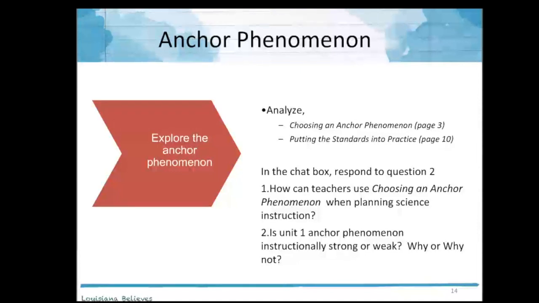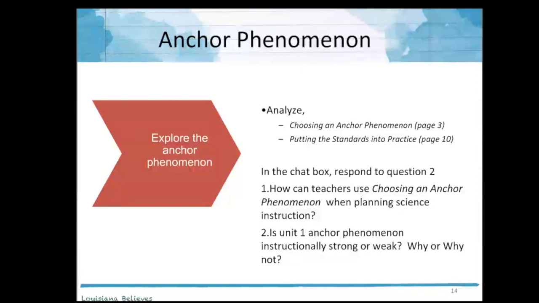After you have had an opportunity to assess, in the chat box, I would like for you to respond to question number 2. Is Unit 1 anchor phenomenon instructionally strong or weak? Why or why not? I see several of you are beginning to type into the chat box. I'm going to give you an opportunity to get your responses in before we move on.